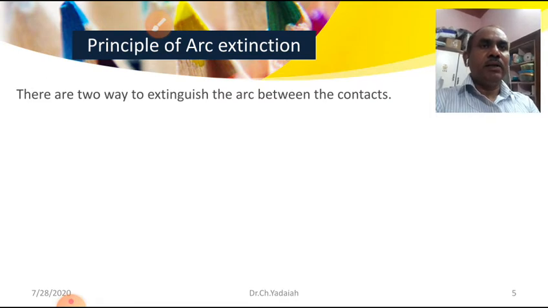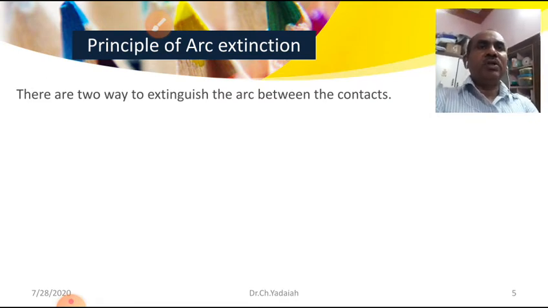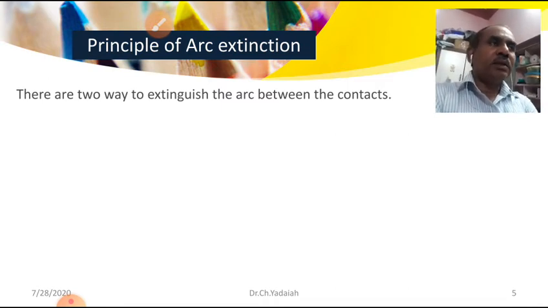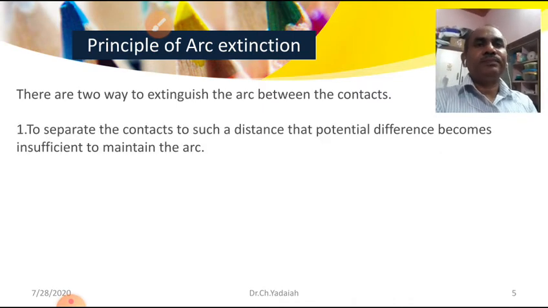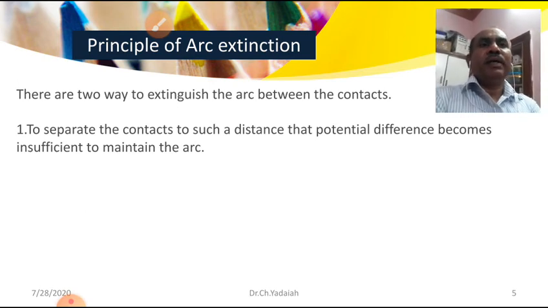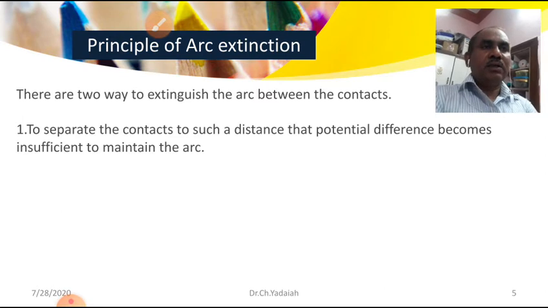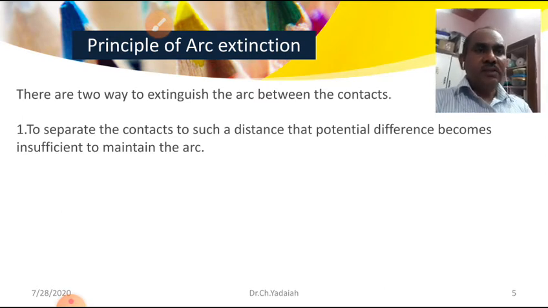Now what is the remedy? There are two ways to extinguish the arc between the contacts. So these are the two problems, and we have to avoid them. That is the solution. The first is to separate the contacts to a distance where the potential difference becomes insufficient to maintain the arc. Once the male and female contacts are fixed and the moving contacts are separated by a very large distance, the voltage which persists between the electrodes may not maintain the arc for further cycles. That is one thing.